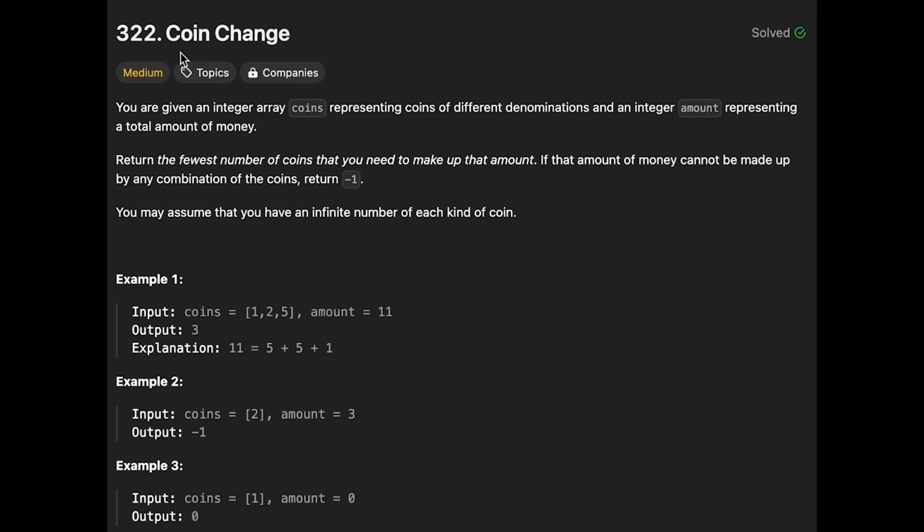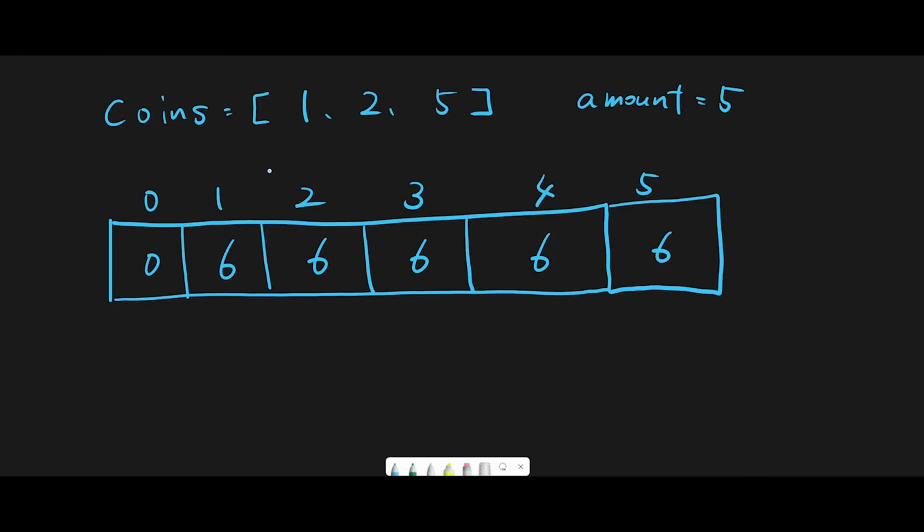Hey everyone, today we are going to solve the LeetCode question coin change. Okay, so let me explain with this example. Coins are 1 to 5 and the amount equals 5. So there are several ways to create the amount with coins and we need to find the minimum number of coins to make up the amount. So this is my rule of thumb.